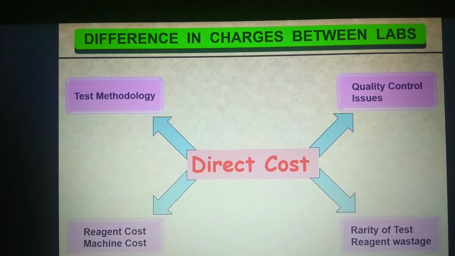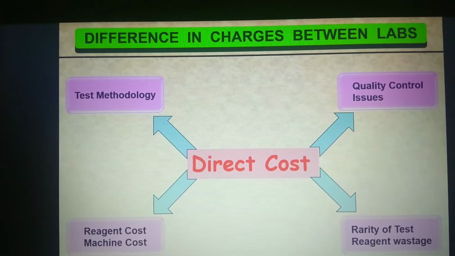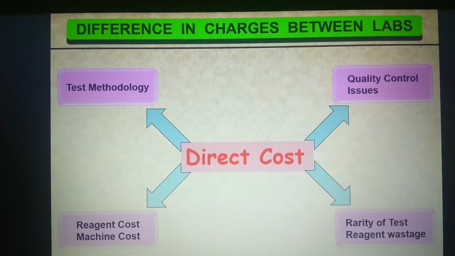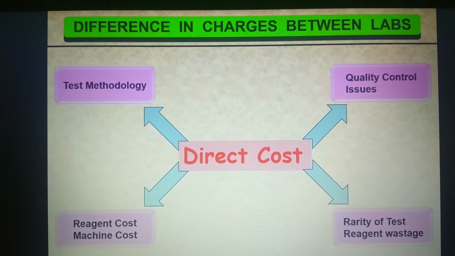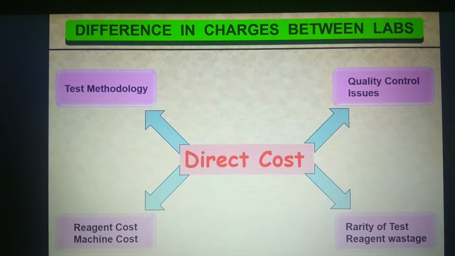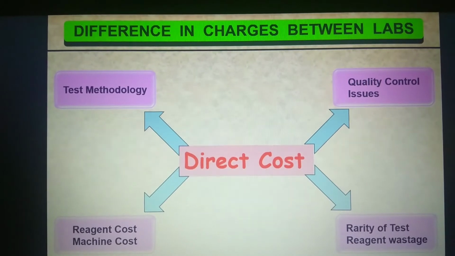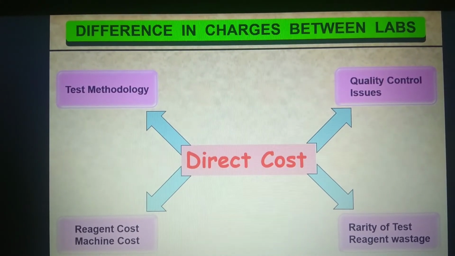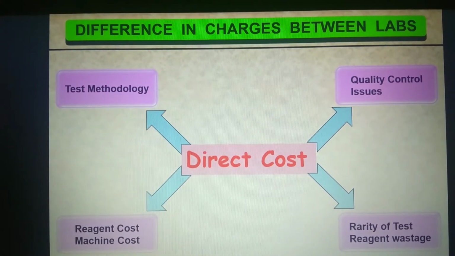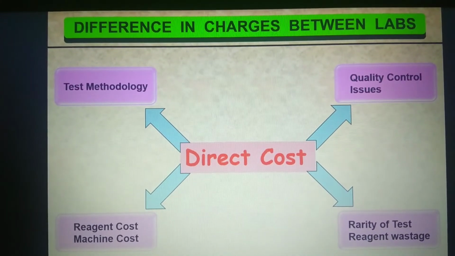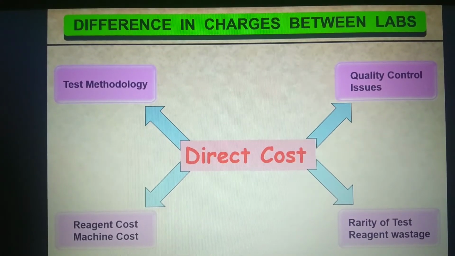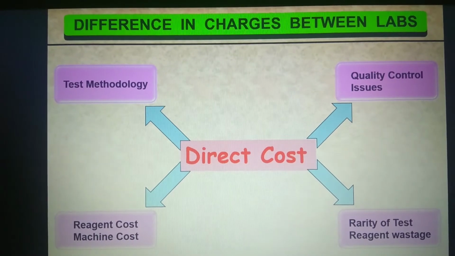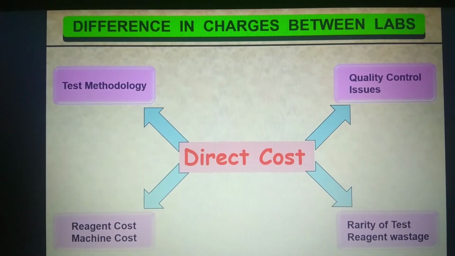Third is rarity of a test and the resultant reagent wastage. That is, if the lab intends to keep a particular test on their menu, but if that test is very rarely advised, it may so happen that the reagents and the other paraphernalia required for the test, they may expire because the test was simply not asked, and this loss has to be factored in while considering the direct cost of the test. And obviously the reagent cost, machine cost, that adds up to the direct cost of the test.